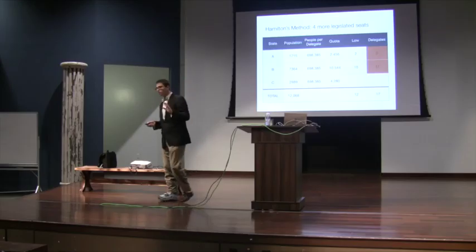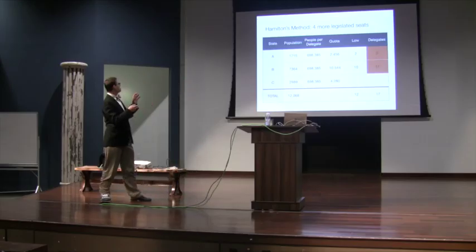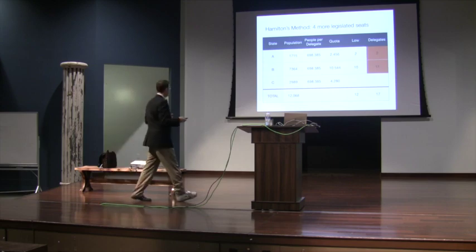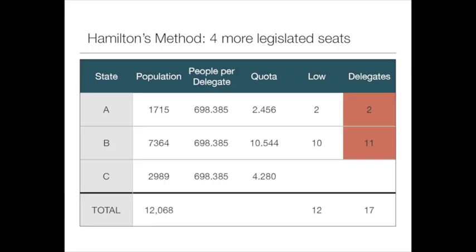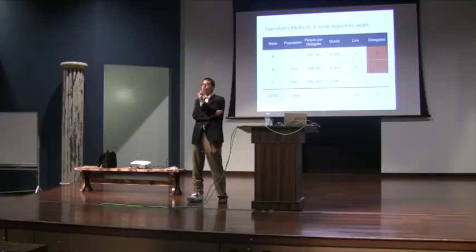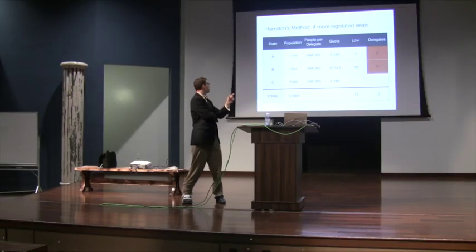So keeping that 2 and 11, let's say that state C joins the union. Now, if the people per delegate stays the same, if we're supposed to have the same number of delegates per person, so one delegate for roughly 700 people, C is going to be entitled to 4.28 delegates, which means we really should add 4 representatives to the House of Representatives. That's how much we decide to add.